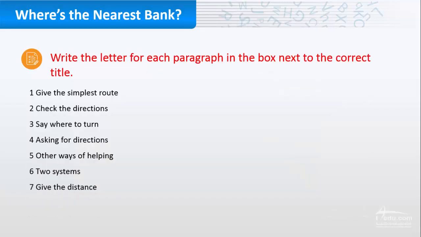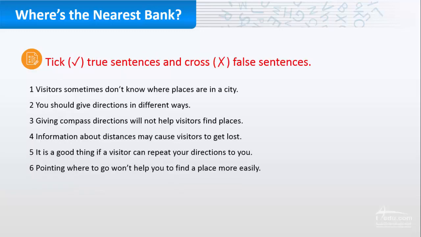Write the letter for each paragraph in the box next to the correct title. So we have 7 paragraphs. I just want you to put the name or the first letter of the paragraph next to the sentences. For example, number 1, give the simplest route. It's paragraph C. Number 2, check the directions. It's paragraph F. Number 3, say where to turn. D. 4, asking for directions. A. 5, other ways of helping. G. 6, 2 systems. B. And the last one, give the distance. It's E.